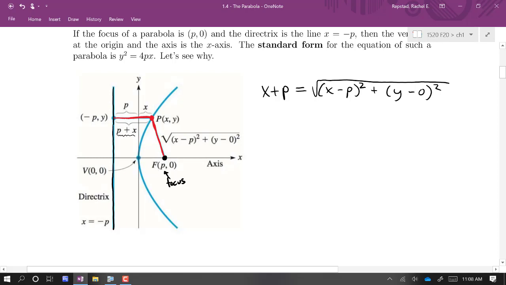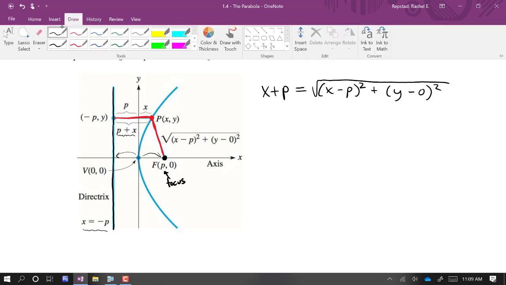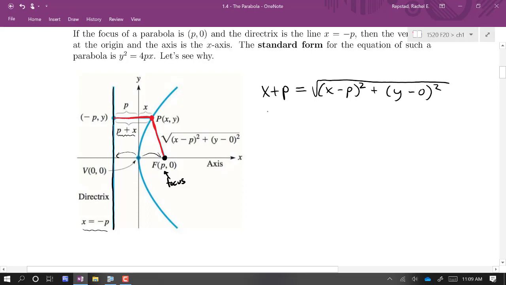And the focus and the directrix, the vertex is always halfway in between. So if the focus has coordinates (p, 0), then the directrix is going to be at x equals negative p. These distances have to be equal to each other. So we get this equation, and now let's simplify it.